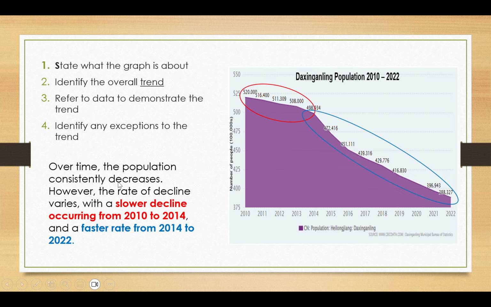Over time, the population consistently decreases. However, the rate of decline varies, with a slower decline occurring from 2010 to 2014 and a faster rate from 2014 to 2022.